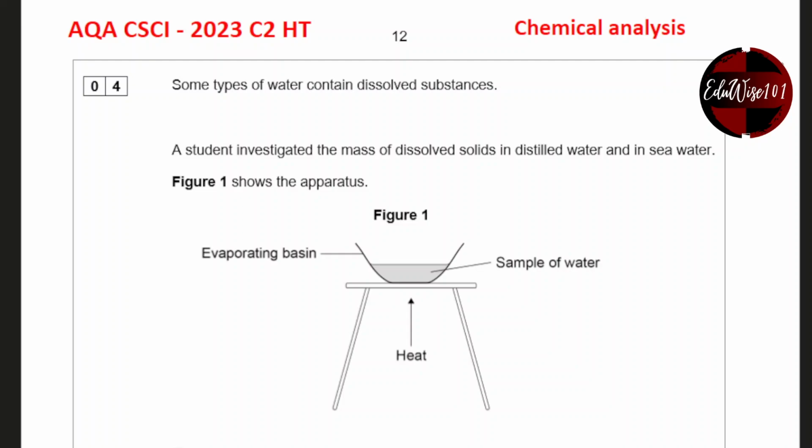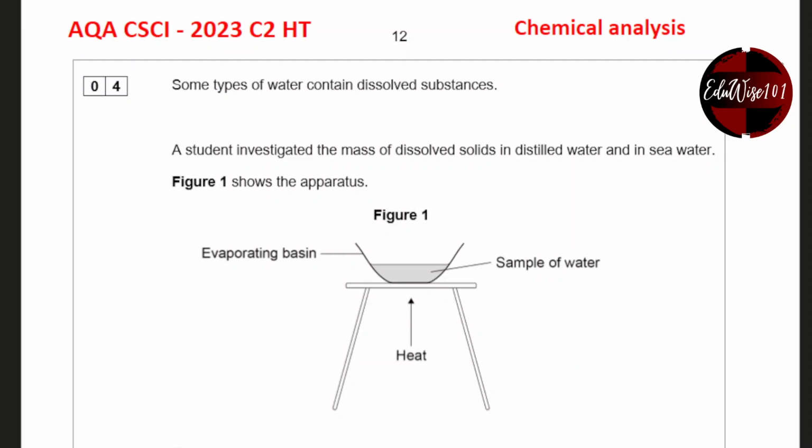In this video, I'm going to go through the AQA Combined Science Chemistry Paper 2 Higher Tier from 2023. Question number 4 is on the topic of chemical analysis. Some types of water contain dissolved substances. A student investigated the mass of dissolved solids in distilled water and in seawater. Figure 1 shows the apparatus.